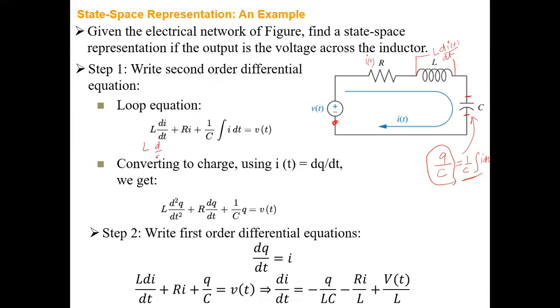So L d over dt, I is again dq over dt, plus R, what is your I? dq over dt, plus 1 over C, you can simply call it q. So it means L times the second derivative of q, then R dq over dt, then plus 1 over C q equals Vt, right? That's your Vt. So we got the second order differential equation.